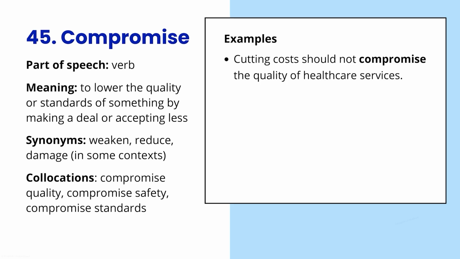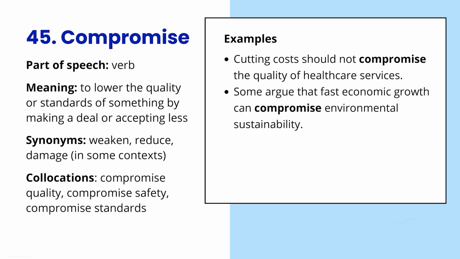So that means, okay, yes, we might have to reduce costs, but that doesn't mean we should also, or that should result in a lower quality of healthcare. Some argue that fast economic growth can compromise environmental sustainability. So again, we're using the word compromise to say this might lower the quality of environmental sustainability. Now, many students think that compromise only means finding a middle ground, but in IELTS essays, especially for writing task 2, it's often used to describe lowering standards or creating weaknesses to get a result.